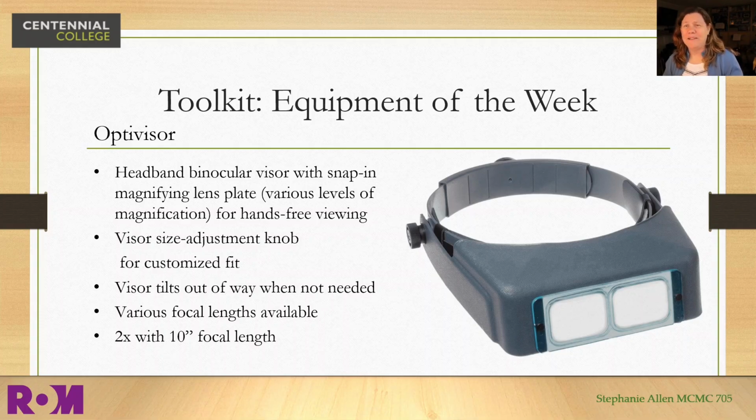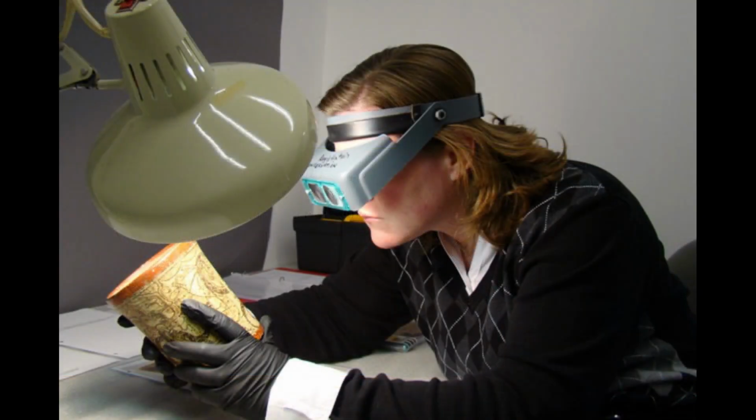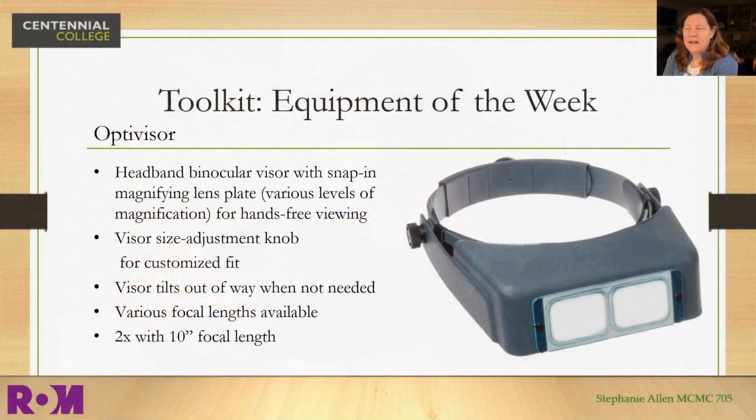Because I'm working from home, I don't actually have my Optivisor handy, but I'm sure I can find a picture of me wearing it. It's kind of cool. You certainly feel you're one with the collections when you wear these. So this is a great piece of equipment. Add it to your holiday list, your wish list. They're not very expensive. They come at various price points. You can buy them at Amazon. You don't have to go to a museum-specific retailer.